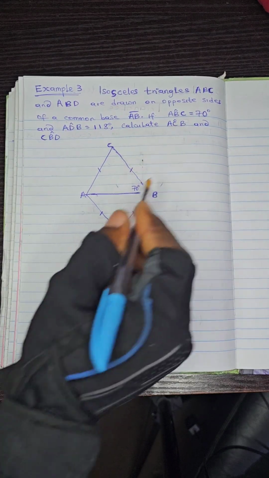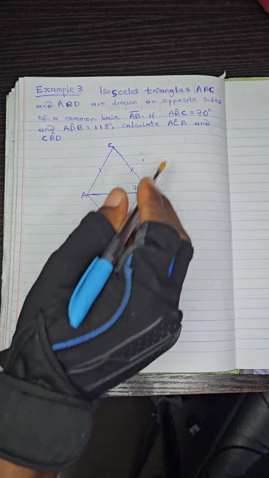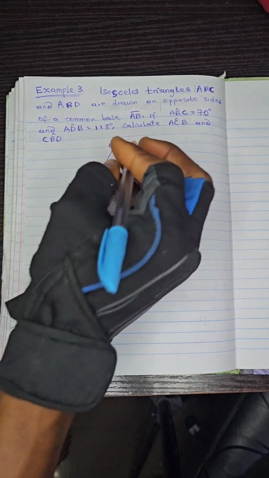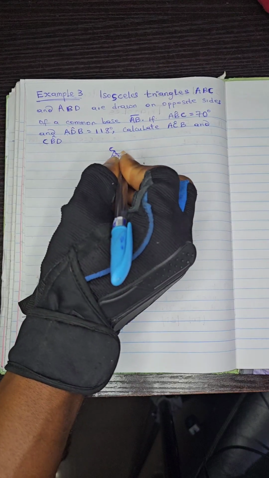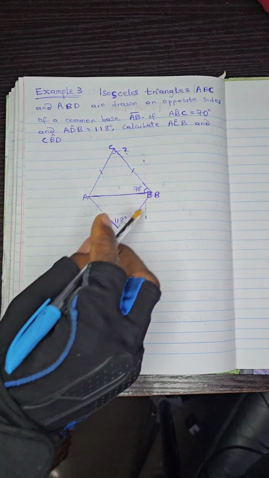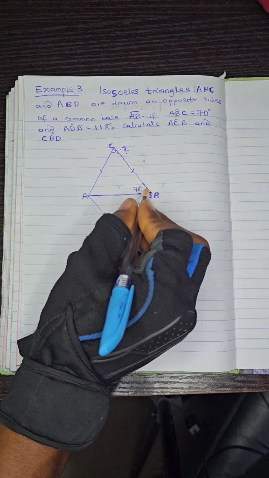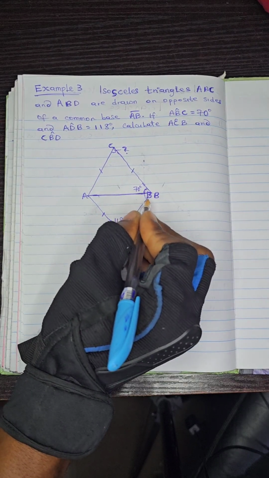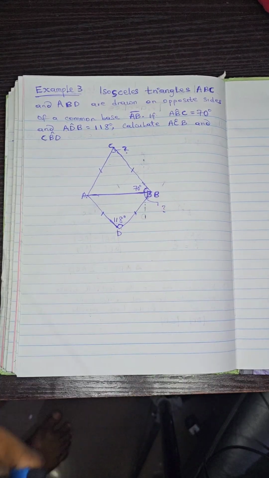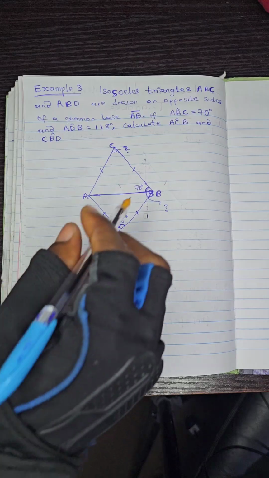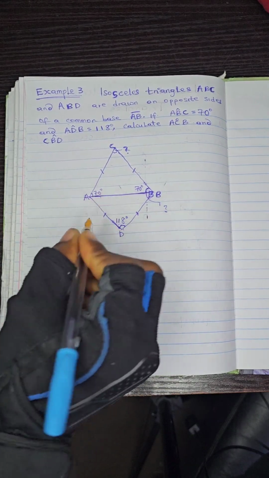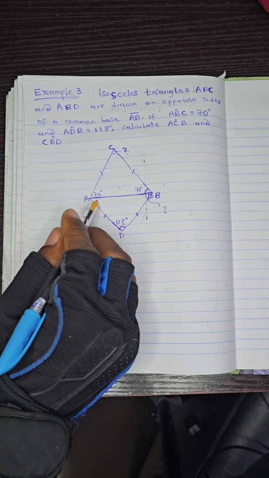Calculate ACB and CBD. So this is what we are looking for. ACB, let me call it question mark, and CBD. So we are looking for this whole angle here. Let me call this one too question mark. So this is very simple. We all know that in an isosceles triangle, the two base angles are equal. So here will also be what? 70 degrees too.